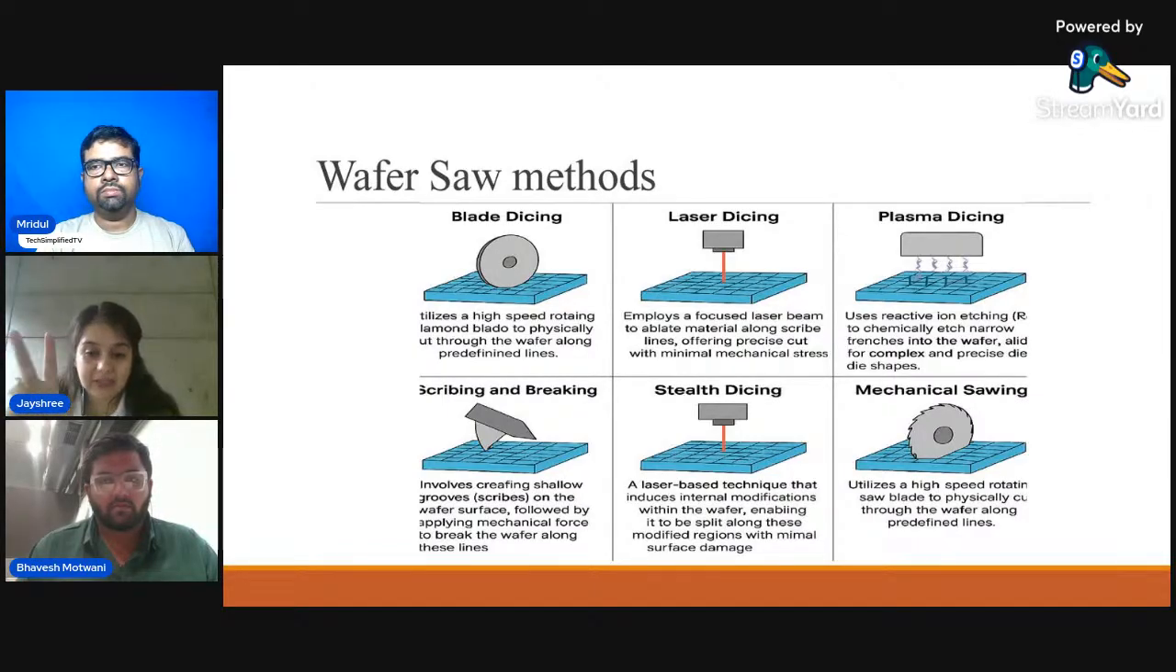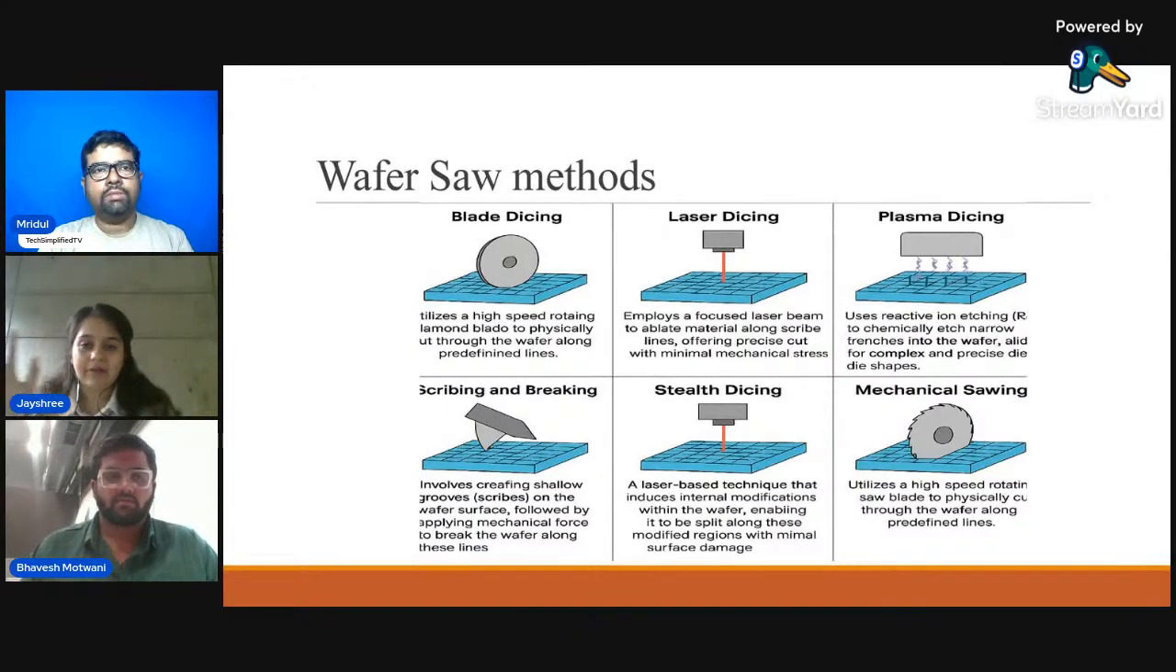Then the last one is mechanical sawing. Think of it like mechanical instruments cutting the wafer individually. For a single die, you can just remove it from the outskirts of the wafer. It's not actually practiced much, but if we already know a die is damaged, and we want to remove that single die from the edge of the wafer surface, then we go for mechanical sawing.